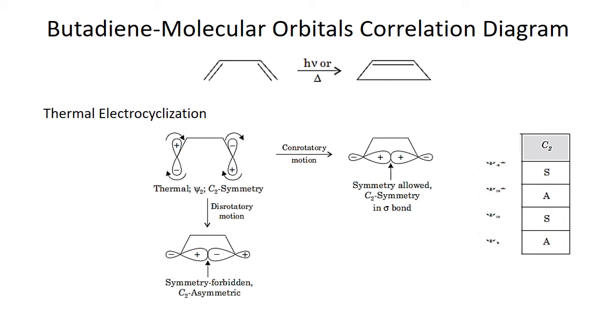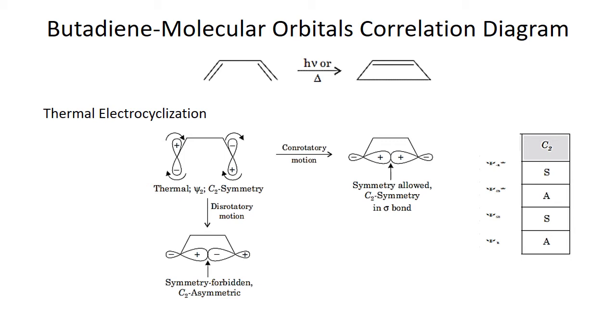When 1,3-butadiene is heated, the reaction takes place from the ground state. Because we are talking about a thermal reaction, the electrons used for sigma bond formation are in the HOMO, that is psi2 in this case. The p orbitals in the ground state HOMO have C2 symmetry. If we carry out a C2 symmetry operation, psi1 is anti-symmetric, psi2 is symmetric, psi3 is anti-symmetric, and psi4 star is again symmetric.